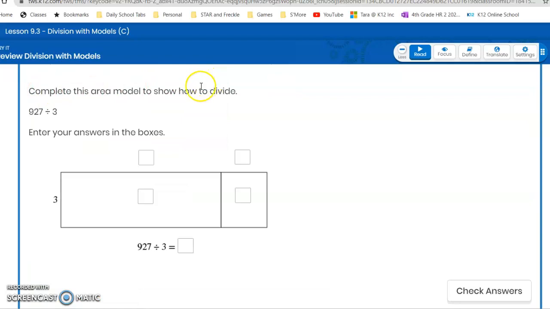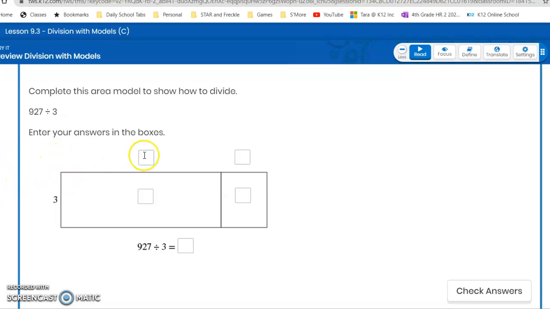Complete this area model to show how to divide 927 divided by 3. 3 is already here. I'm going to need to find out what number I can multiply by 3 that would get me fairly close to 900. And why do I say 900? Because 900 is an easy number to work with when multiplying.